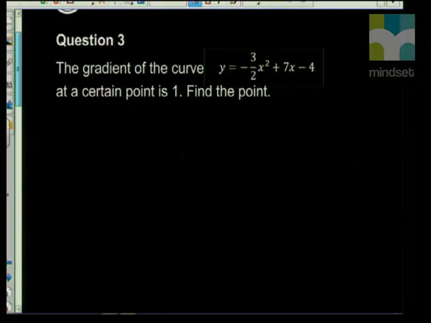Okay, now we're going to look at another very common question that comes up in your papers. The question basically says to us, the gradient of the curve y equals negative 3 over 2 x squared plus 7x minus 4 at a certain point is 1. Find the point. Okay, so we need to interpret what they're saying to us over here. They've said the gradient of the curve of that equation at a certain point. Okay, now we know it's been drummed into us that the derivative is the gradient at a point. Okay, so if we know that, then the gradient of the curve of this equation at a point is 1.